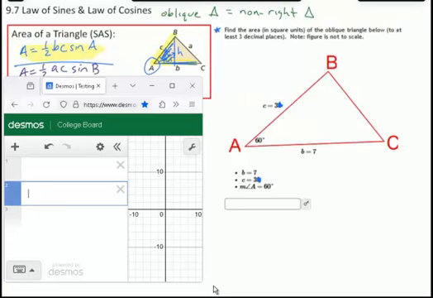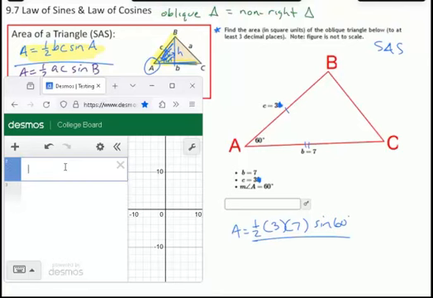All right, so if you're comfortable with this pattern, you recognize SAS. So you have an area formula for that. The area formula is 1/2 the product of the two given sides. So here are your two given sides, 3 and 7, times the sine of the angle that's between them, which is 60 degrees. And so if we are calculating this, we can enter our answers.